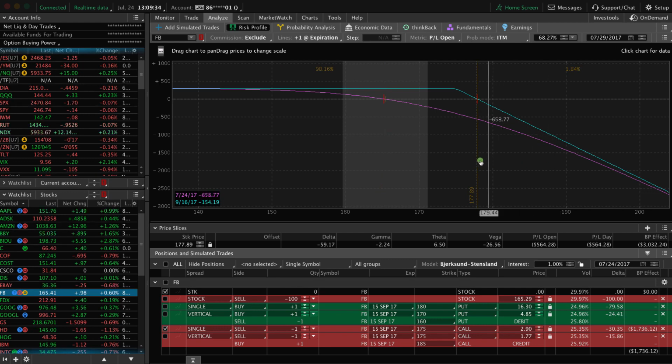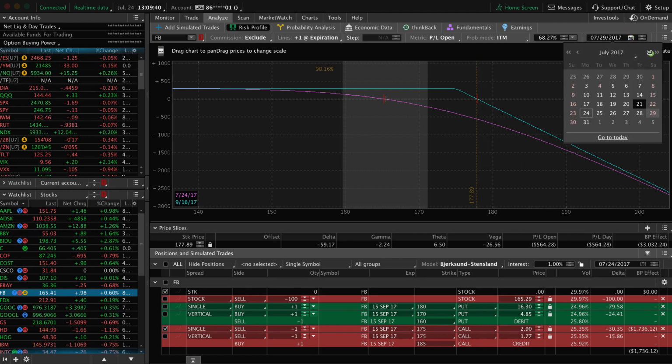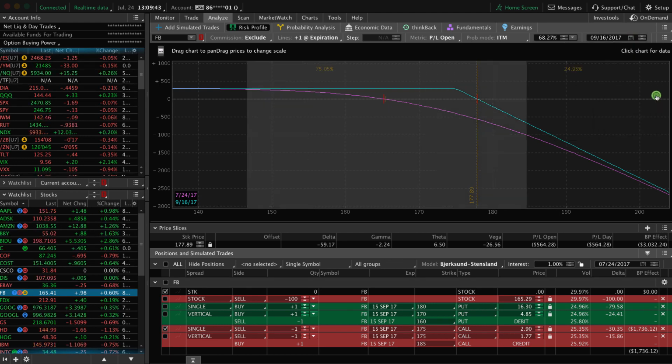What you'll see if we move the hash mark to our break-even point, and we've got to change this calendar to the expiration date, which in this case is 9/16, is that this has about a 75% probability of success. So if price just stayed right here or moved even all the way up to 177.89, we can still make money on this trade. So it gives you a very high probability of success.